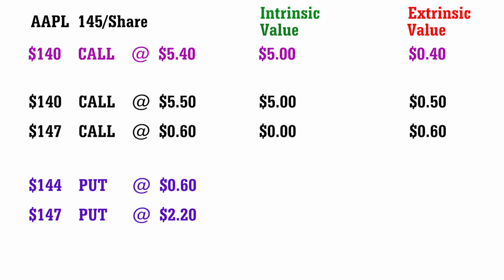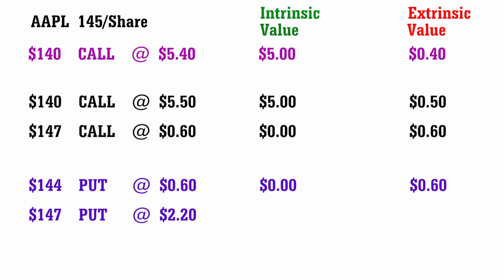Now let's look at some put options. The first put option is $144 put going at 60 cents. This option is out of the money since this is a put option and the strike price is below the current trading price. Since this is OTM, meaning out of the money option, it has no intrinsic value and the 60 cents is the extrinsic value.